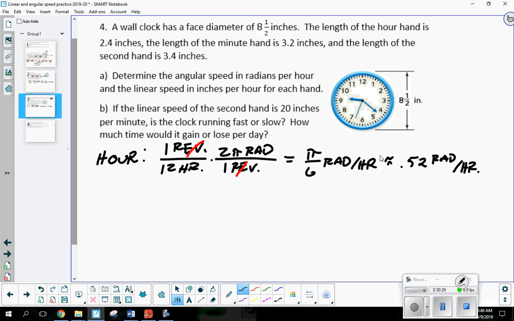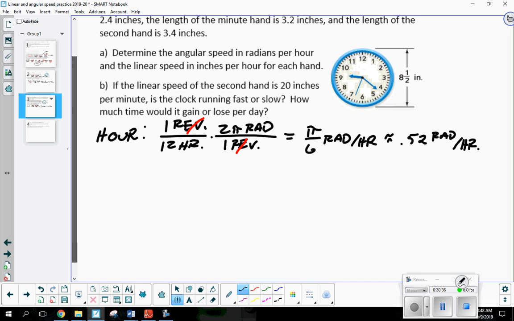Now I want to find the linear speed of this guy, in inches per hour. I'm going to start off the same way. I need my angular velocity: 1 revolution in 12 hours times 2 pi radians in 1 revolution. There's my angular. How do I make it linear? I've got to multiply by the radius. Well, what was the length of the hour hand?